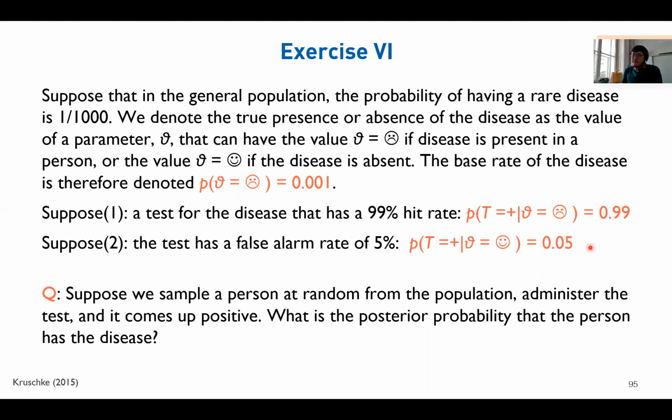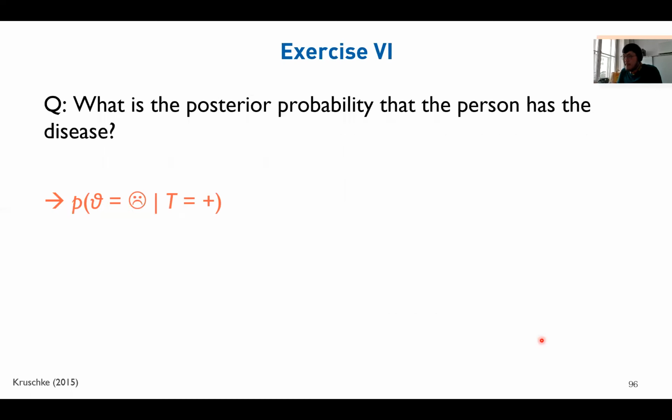So now you have all those numbers ready, and with all those numbers at hand, you can actually answer a question. Suppose we sample a random person from the population and administer the test, and the test result says you're positive. Then we can calculate: what is the probability that the person really has the disease? Translating the question into a conditional probability, given the test says positive, what is the probability that the person actually has the disease?